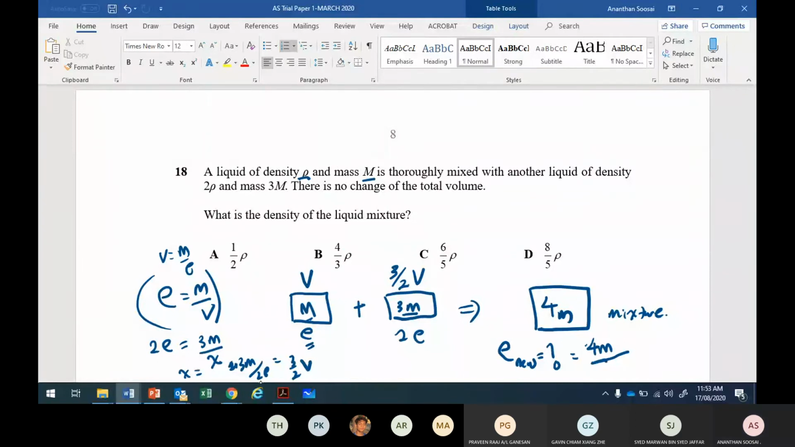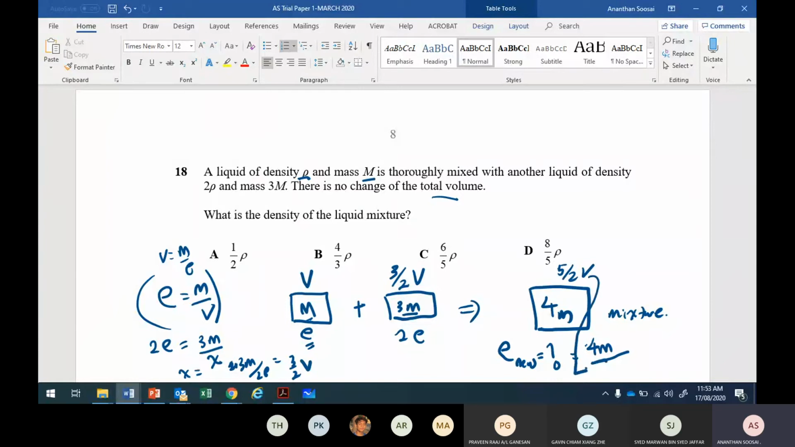Okay. So if this is V, this is 3 over 2 V. What is the total new volume now? Do they say it's not compressed? There is no change of the total volume. So V plus 3 over 2 V becomes how much? It is 2.5 V, or 5 over 2 V. So this is the new volume.